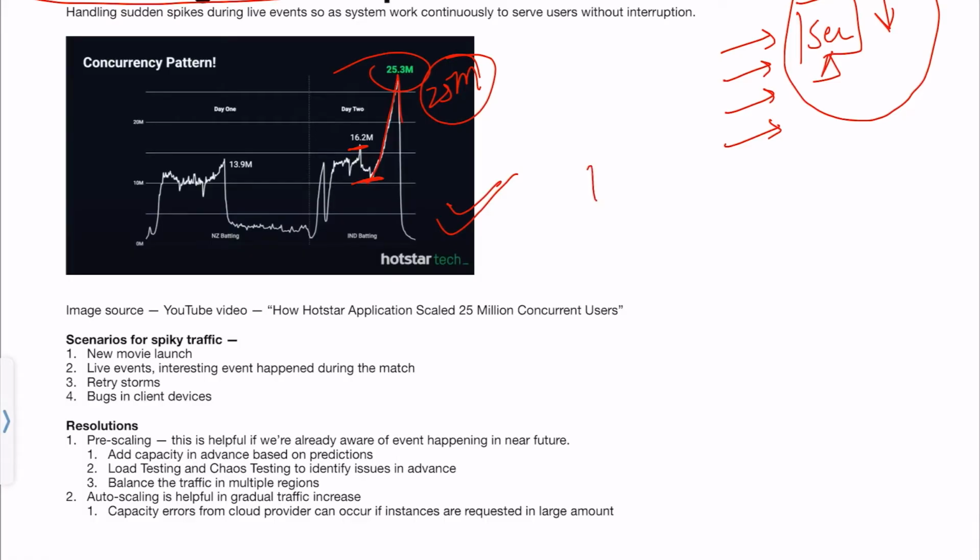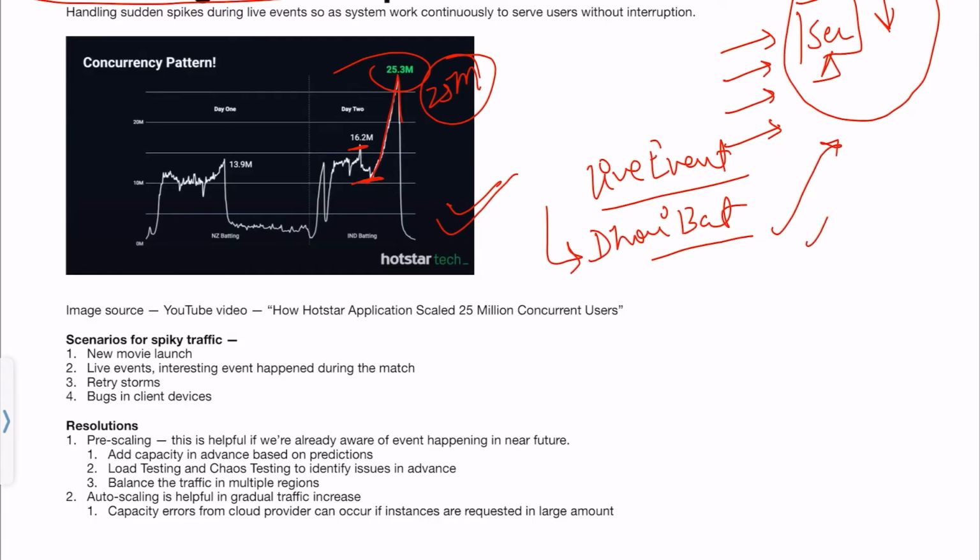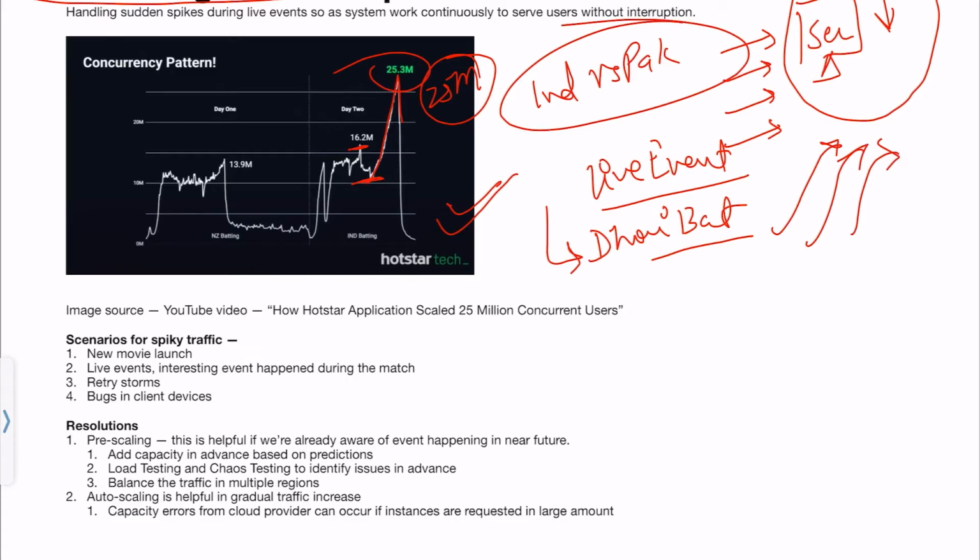So during some live events, there is a possibility that something happens in that event. Let's say Dhoni came in to bat, or let's say there is an India versus Pakistan match. Whatever the scenario is, there is a possibility that the traffic goes down and then it can also jump in, and this happens in a very short period of time.